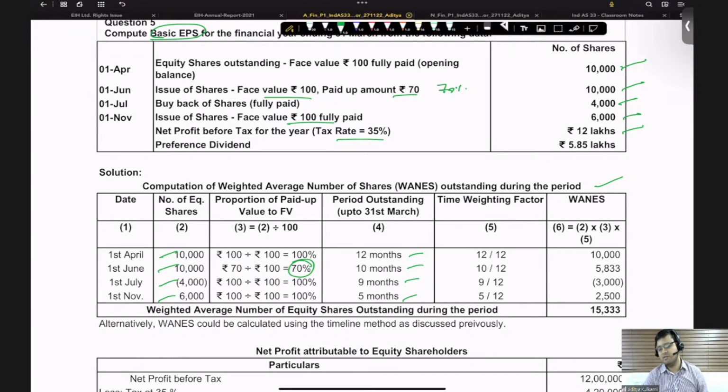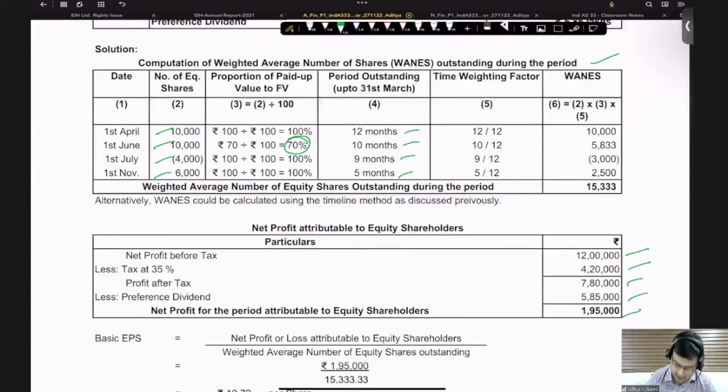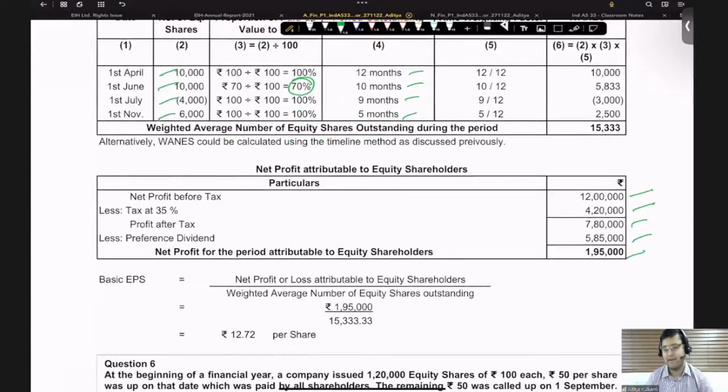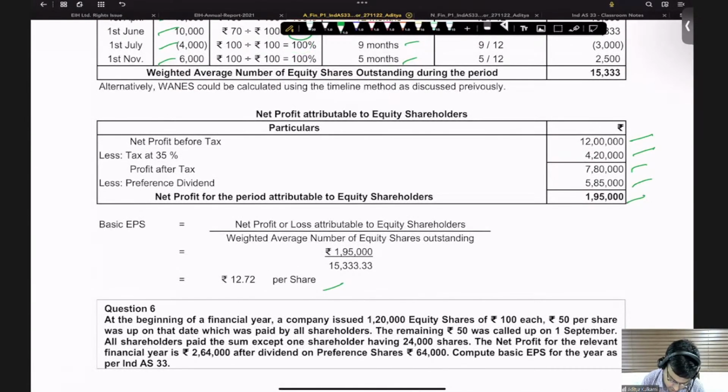Okay, fine. There is nothing special in it. Then they've asked you to calculate EPS. So net profit is there, deduct tax, PAT, preference dividend. So you are left with the net profit attributable to equity holders divided by the weighted average number. So that gives you 12.72 per share.